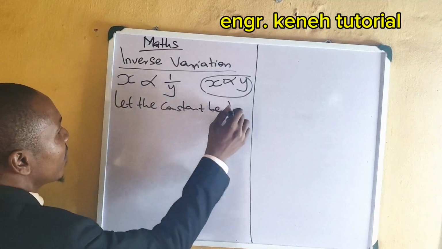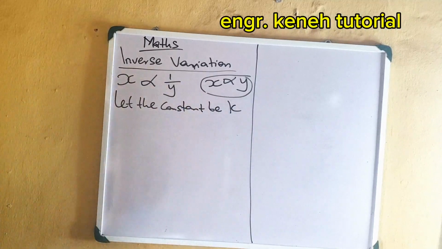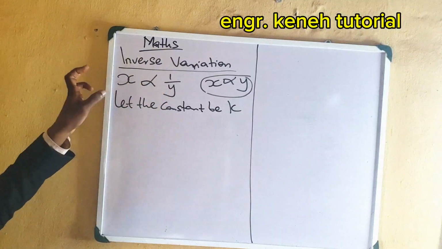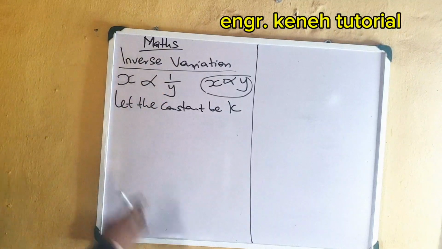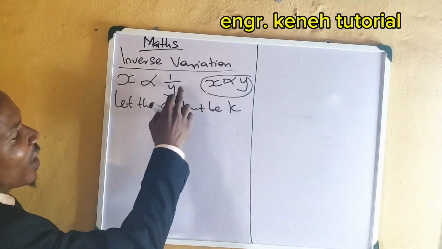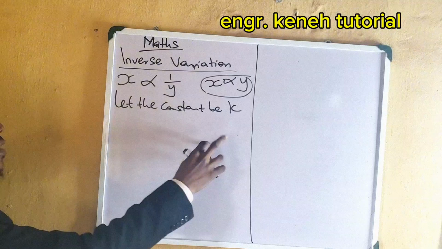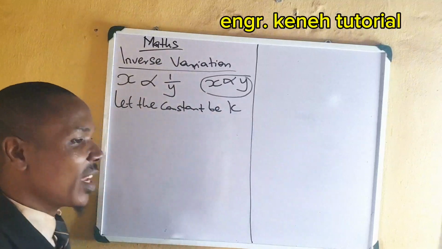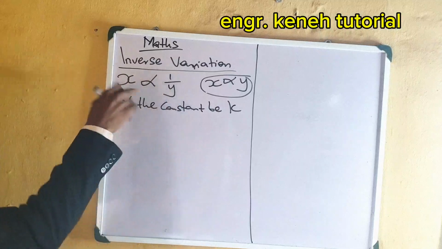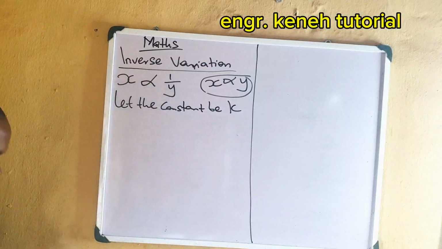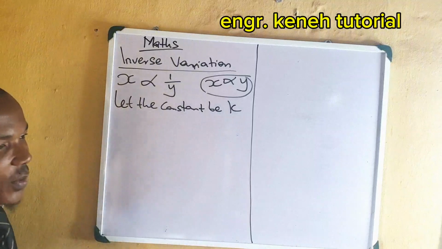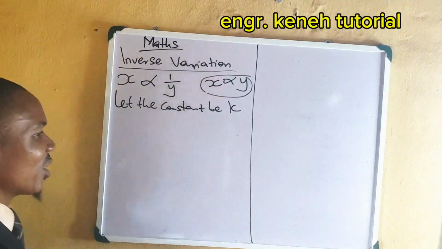You may say let the constant be k. It can be any alphabet as long as that alphabet has not been mentioned in this variation. Is it clear? For example, this cannot be x again because we already have x here. This cannot be y again because we already have y. But this can be k, it can be c, a, b, w, or any other alphabet apart from what you already have in the variation. But most textbooks will be using k as the constant.